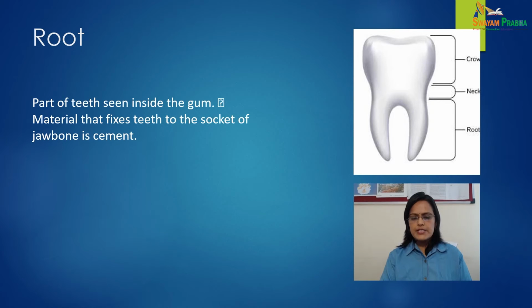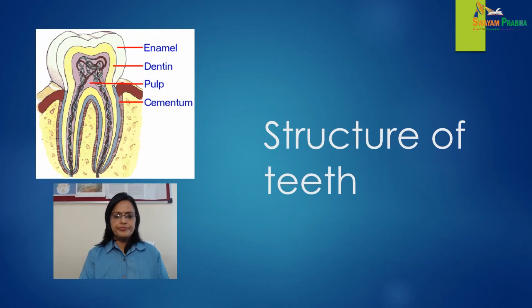Moving to the next. This is the structure of teeth: enamel, dentine, pulp and cement. These four parts are very important, so we will see them in a little more detail.